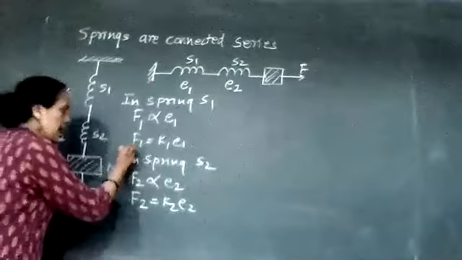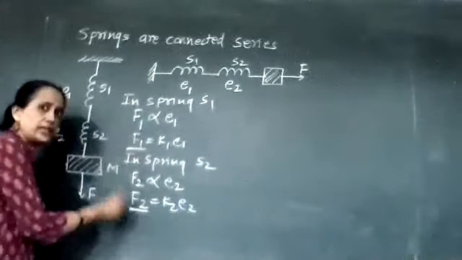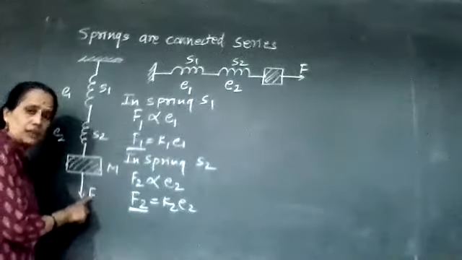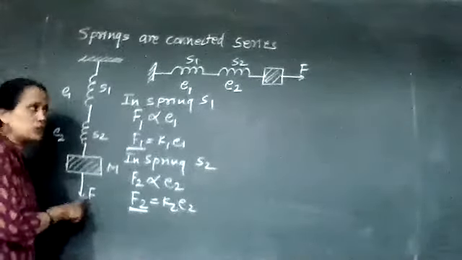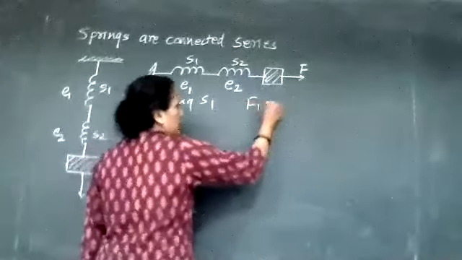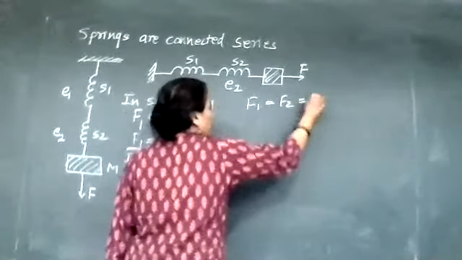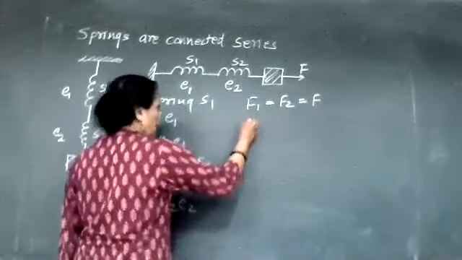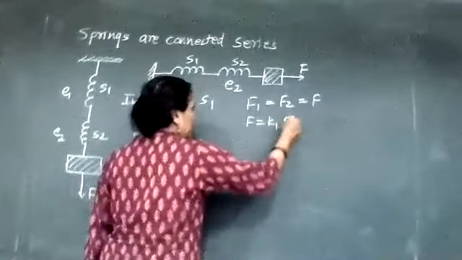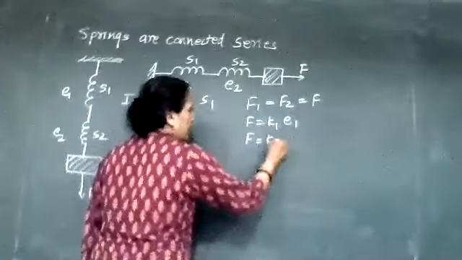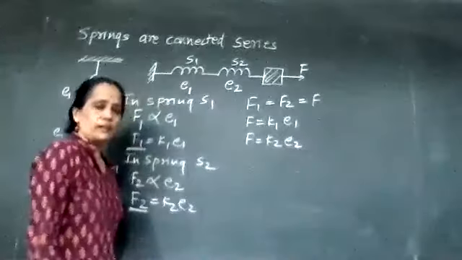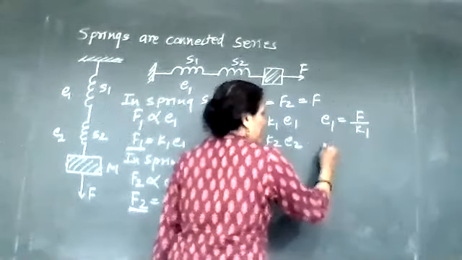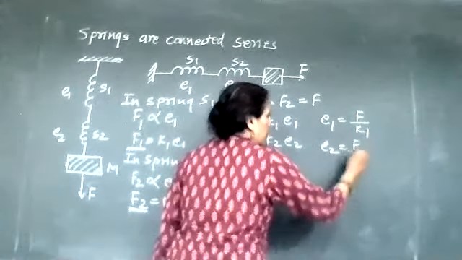Clear? But these F1 and F2 are not different forces. F1 and F2 are nothing but F, because the same force is applied to both springs. So F1 is equal to F2 is equal to F. Now, F is equal to K1 E1 and F is equal to K2 E2. Therefore, extension E1 is equal to F upon K1, and extension E2 is equal to F upon K2.